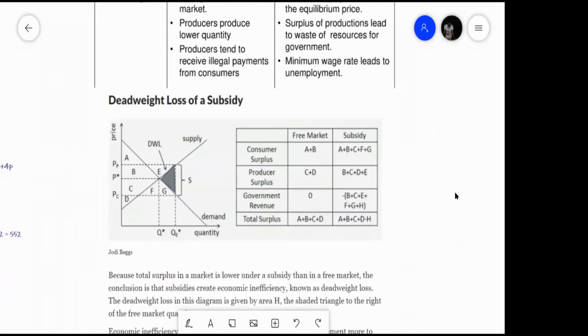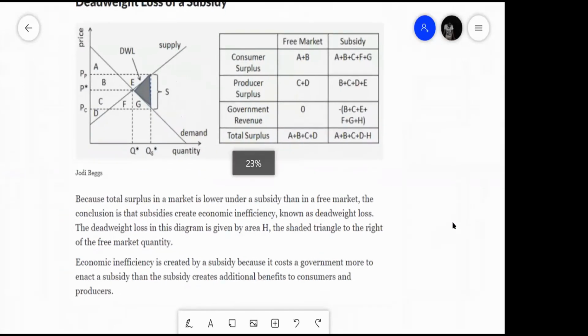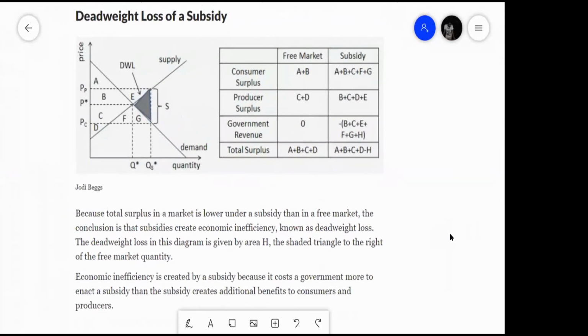This shows a simple answer, right? It's again from the internet. I didn't type it, I was too lazy to type. Okay, so here they say, if you look at this diagram, because of a subsidy that comes in, what happens? Total surplus in a market is lower under a subsidy than in a free market.